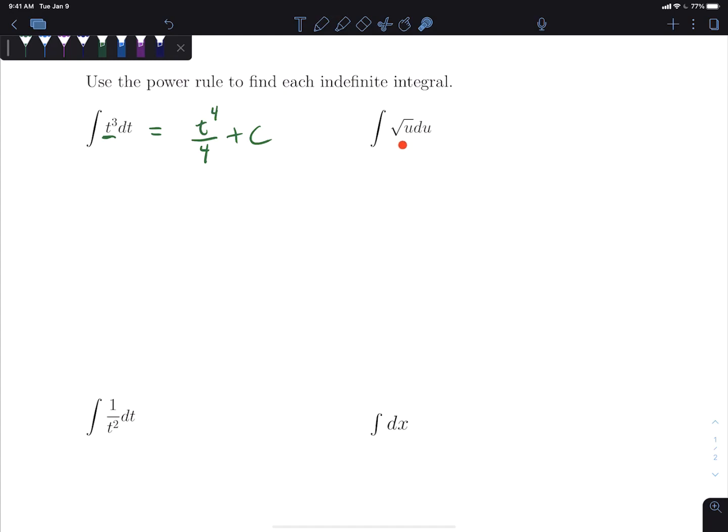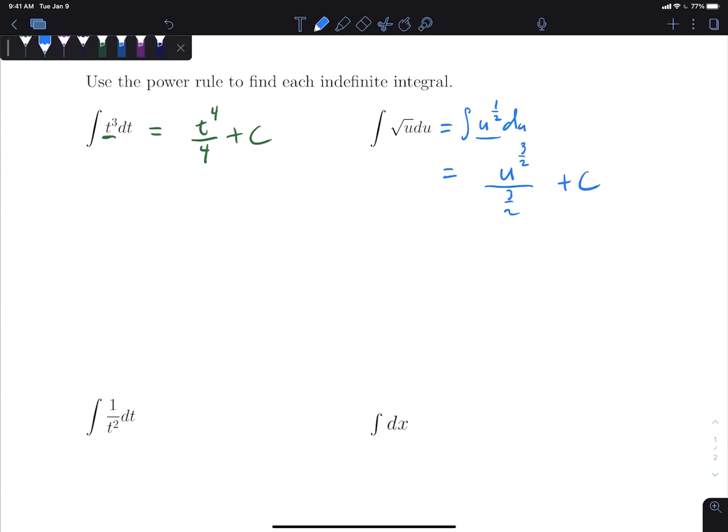Now over here, the integral of the square root of u du. You might freak out a little bit and say, well, we don't have a square root rule yet. Well, we actually do. And here's why. This is the same thing as the integral of u to the half power du. So we're going to take the integrand, u to the half power, and add 1 to the exponent. 1/2 plus 1 is 3/2. And then technically what we're doing is dividing by 3/2 and then adding a constant.